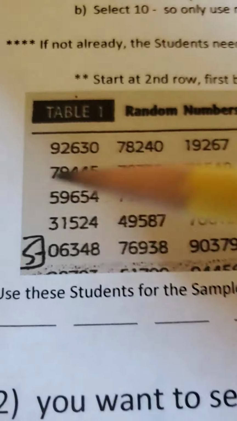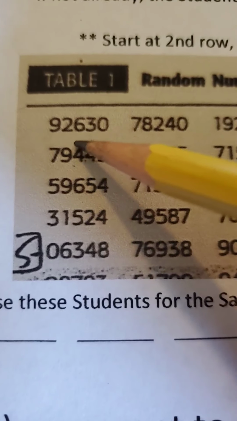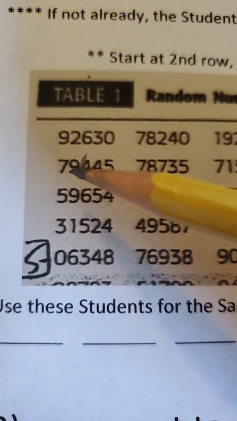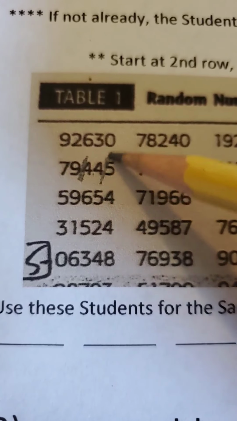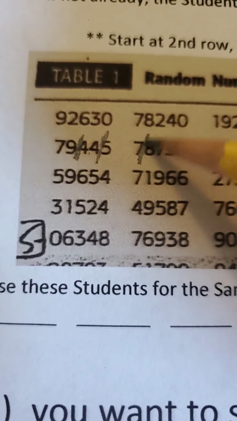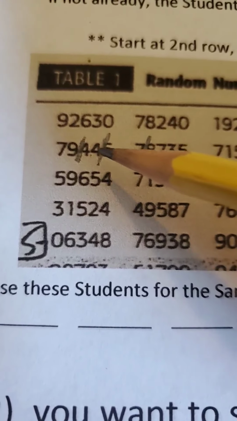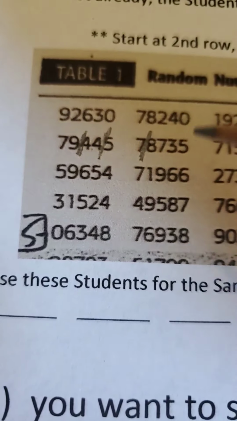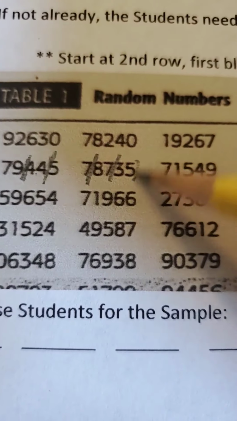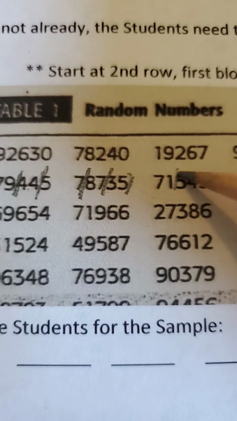So I just start here and I start cutting this into two-digit numbers. 79. Well, there is no student 79, so we ignore it. 44. There is no student 44, so we ignore it. That is the number 57. You just link them together. There is no student 57. There is no student 87. There is no student 35. There is no student 71.